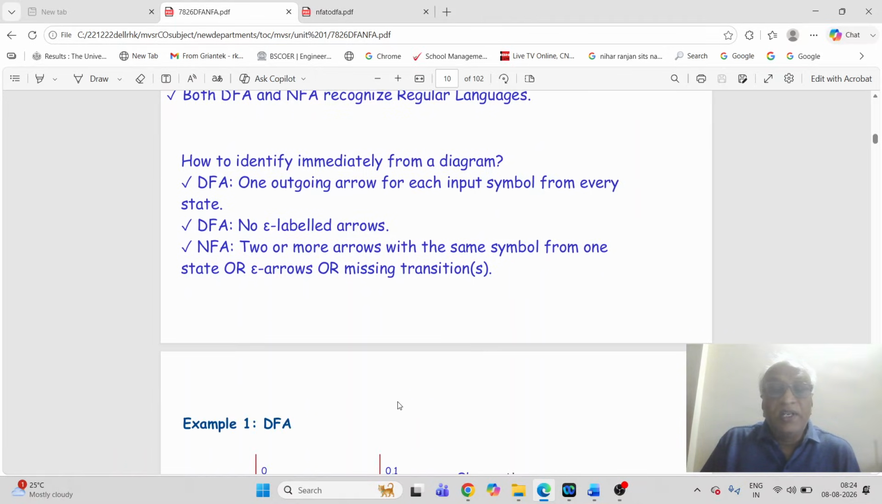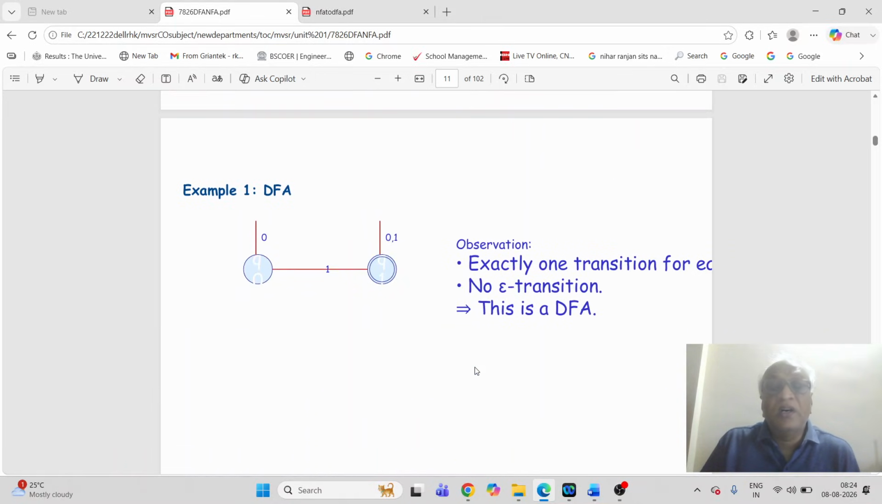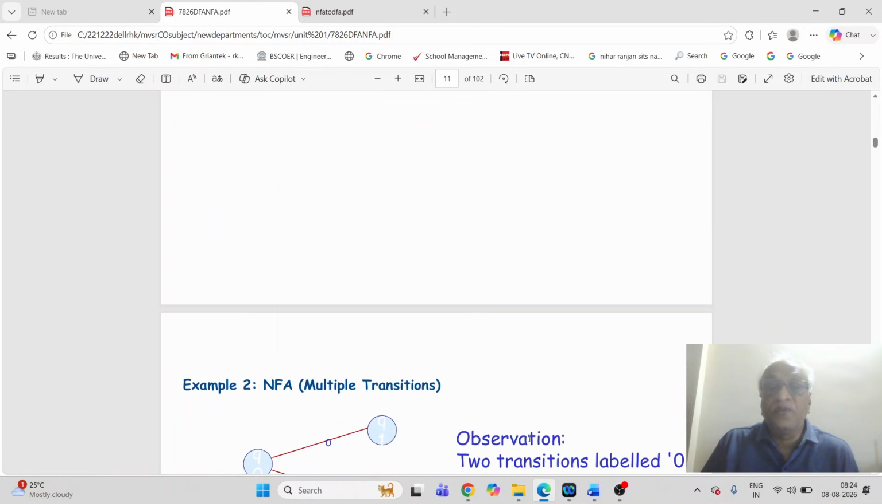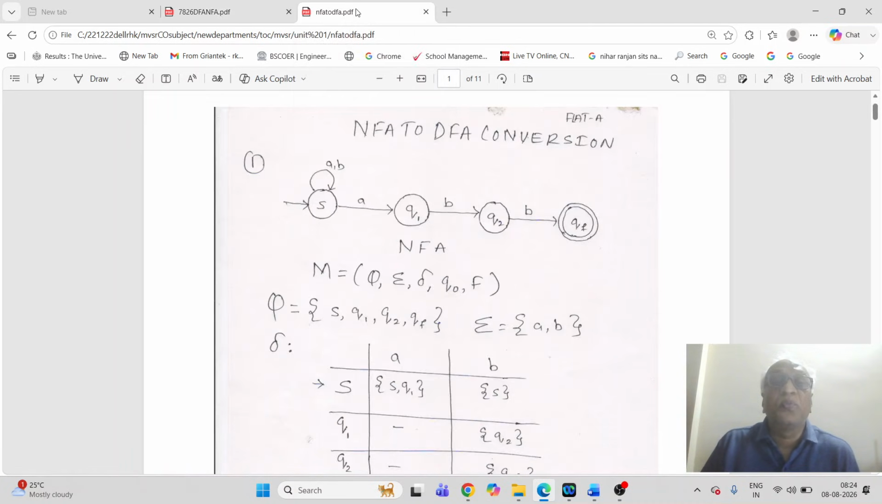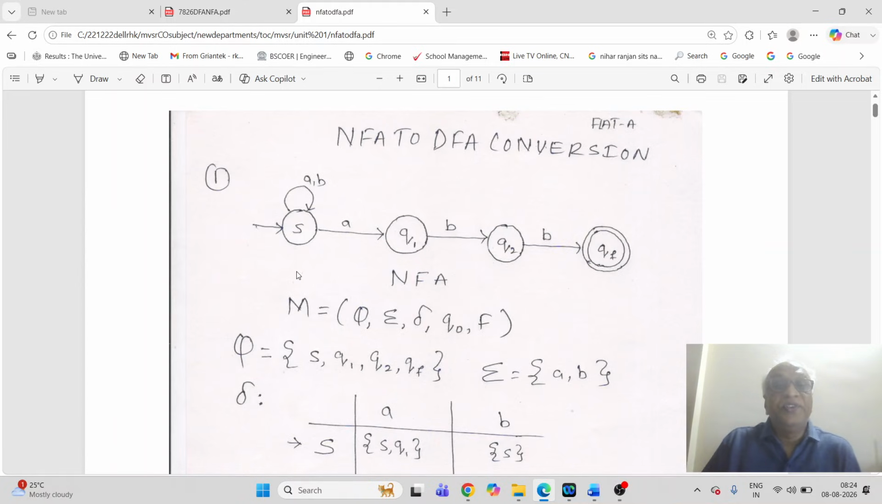So now, in today's video, let us focus on conversion of NFA to DFA. We'll directly go to the problem. So let us have a look at this. This is an NFA, non-deterministic finite automata. So why is it an NFA? Because the same symbol A has two different transitions.